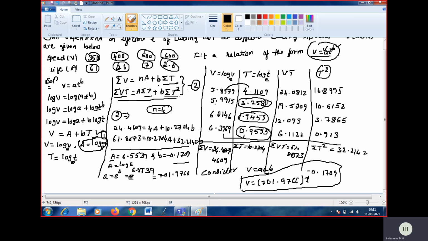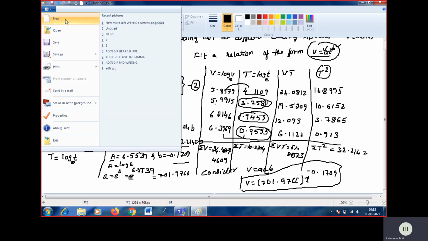So this is a curve fitting. You can check your answer by substituting B value. By substituting B value, you may get the exact value of T or near value of T. So there should not be a much difference. Okay. So this is regarding the straight lines.